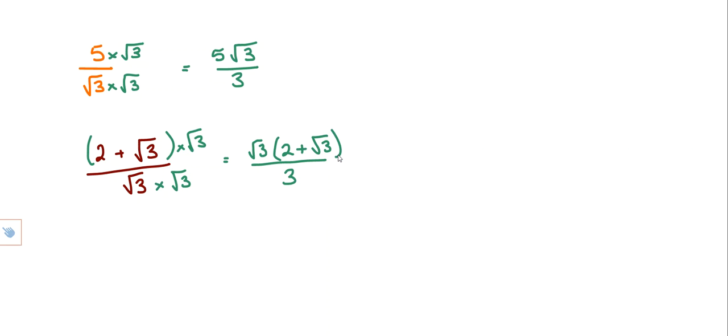Alright? Does that make sense? So when I expand then, root 3 times 2 is 2 root 3's. Root 3 times root 3 is 3. All over 3. Okay? Again, I can't cancel that 3 and that 3 because it needs to have a common factor and there isn't one. So I'm done. That's it. That's finished. Does that make sense?